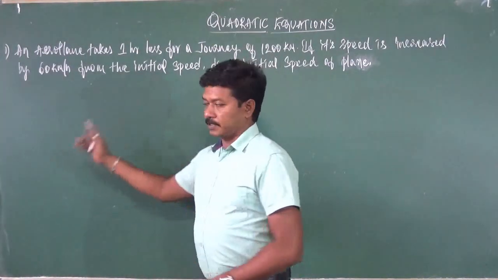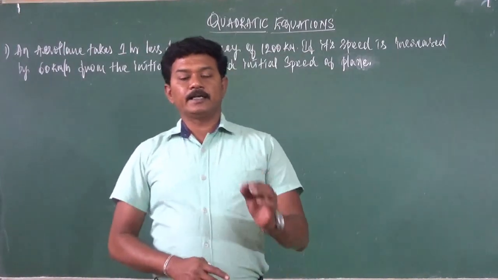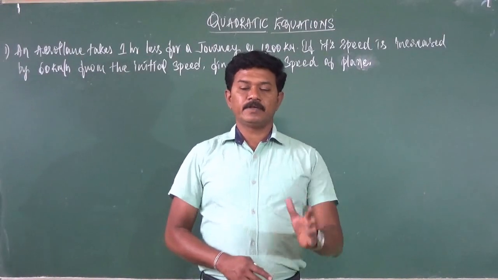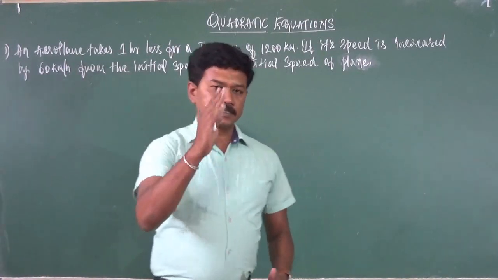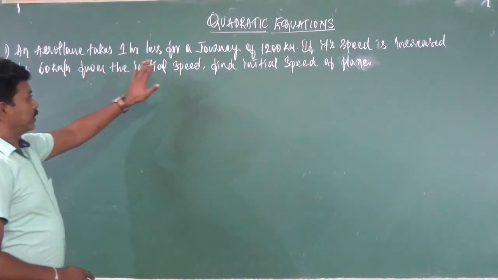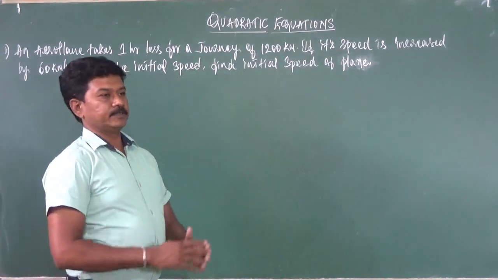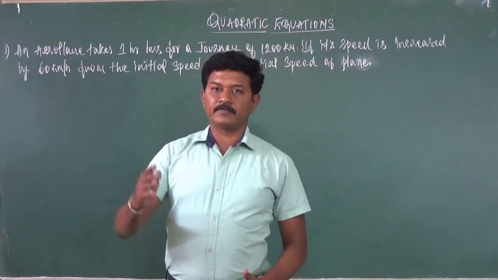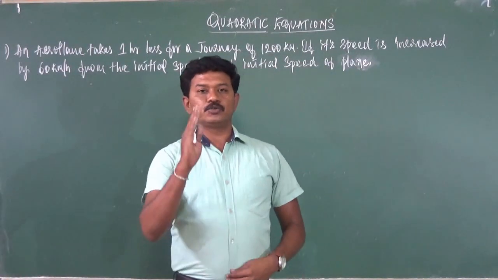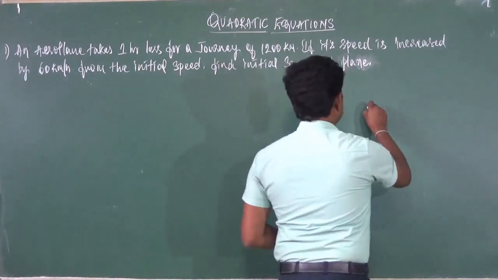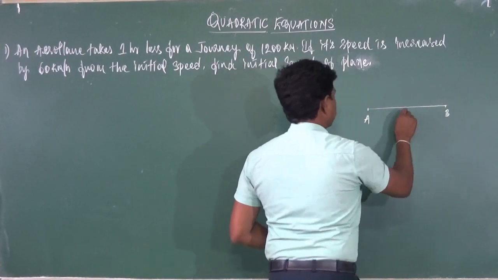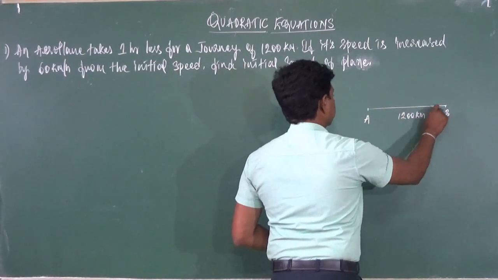The first problem I am going to discuss today has been taken from the previous year's SSLC textbooks. Very nice problem. Let us learn it. An aeroplane takes 1 hour less for a journey of 1200 kilometers. Just imagine an aeroplane traveling from point A to point B. The distance between point A and point B is 1200 kilometers. Let us take this as point A and this as point B. It is traveling from A to B, covering a distance of 1200 kilometers.